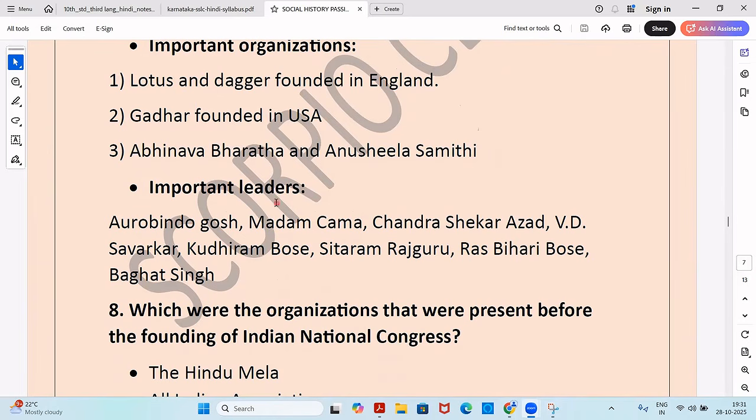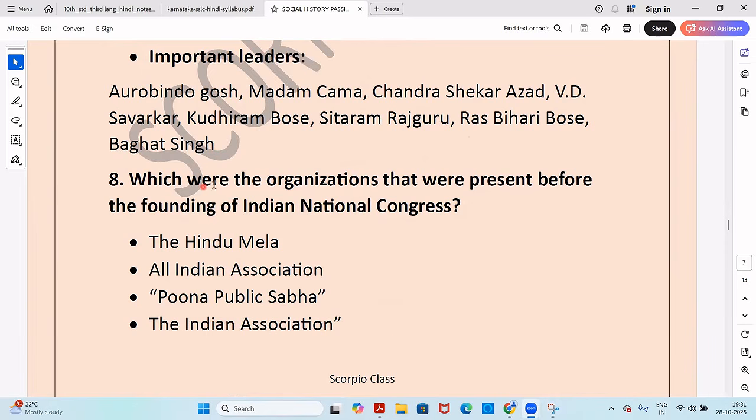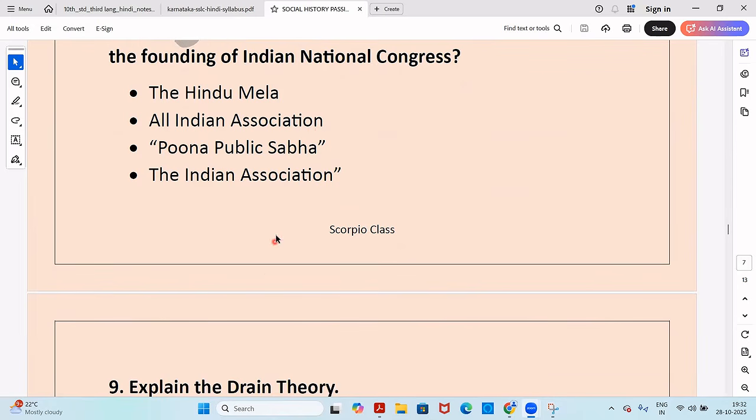Now let us see the important leaders. Aurobindo Ghosh, Madam Cama, Chandrasekhar Azad, V.D. Savarkar, Khudiram Bose, Shivaram Rajguru, Rash Behari Bose, Bhagat Singh. So these were the important leaders at that time. Next, which were the organizations that were present before the founding of the Indian National Congress? So these were the organizations: the Hindu Mela, the All India Association, the Pune Sarvajanik Sabha, and the Indian Association.